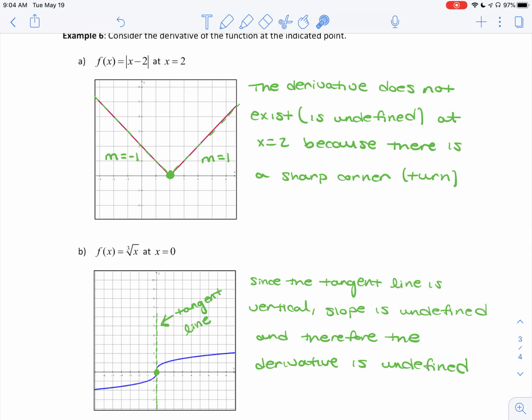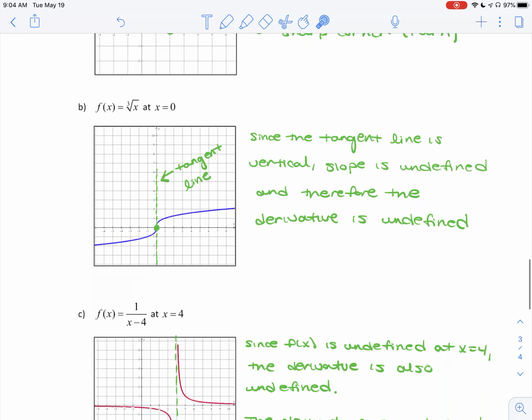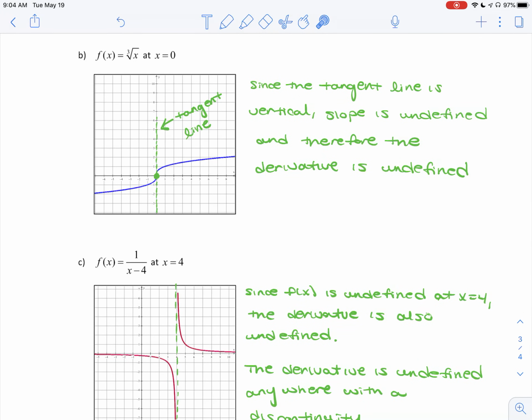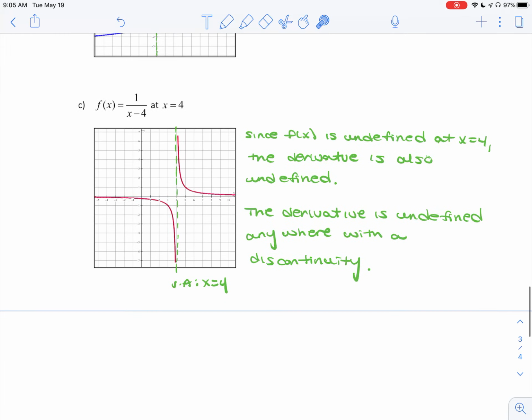The first case where our function is not differentiable, meaning you can't find a derivative, is at a sharp turn. The second instance that our function is not differentiable is when you have a vertical tangent line. And the third instance where the function is not differentiable is wherever your function itself is undefined or your function is discontinuous.